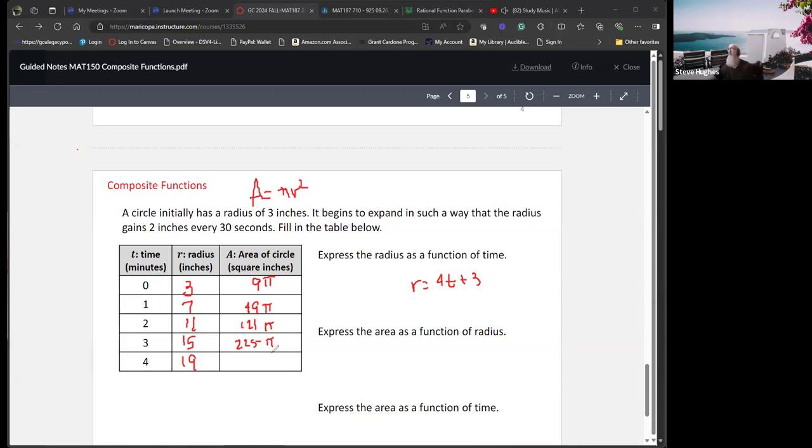So if I want to express the area as a function of the radius, I would say area equals pi r squared. If I want to express the area as a function of time, I would say A equals 4t plus 3 squared times pi. Perfect. Exactly right.